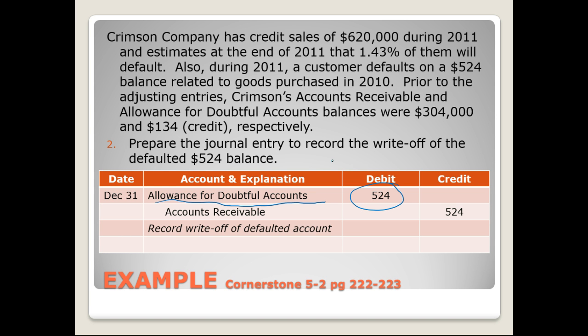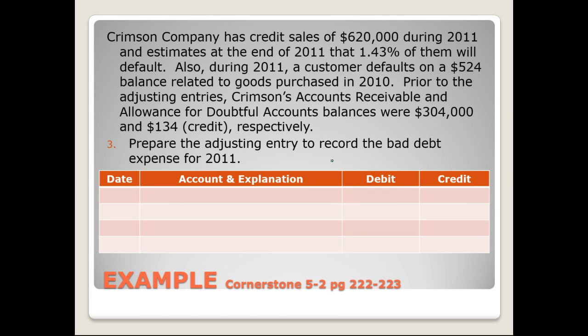Now, on December 31st, 2011, they've actually experienced a default from the amount they had set aside in 2010 in the allowance for doubtful accounts. So now they need to debit the allowance for doubtful accounts, they need to credit accounts receivable, and now they've taken care of the write-off. Now remember that $8,000 and change amount of bad debt expense that they were estimating for 2011? They need to make an entry for that also.